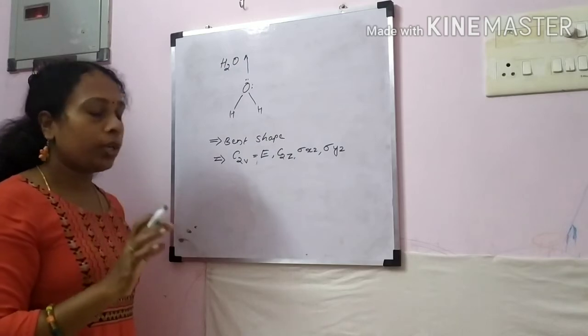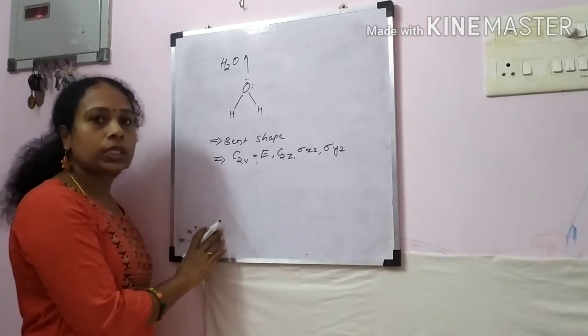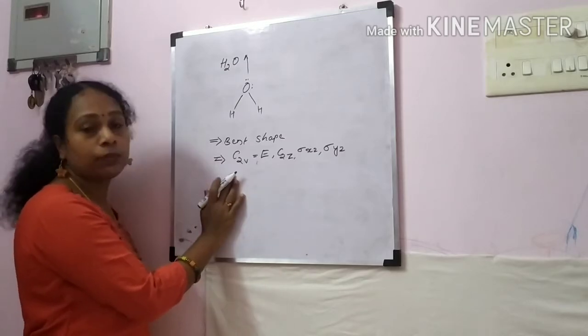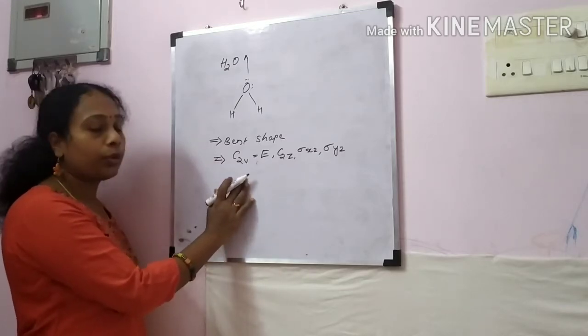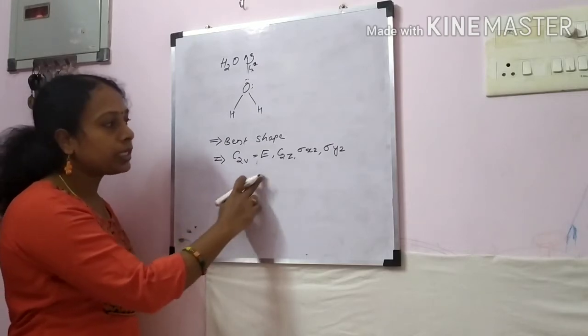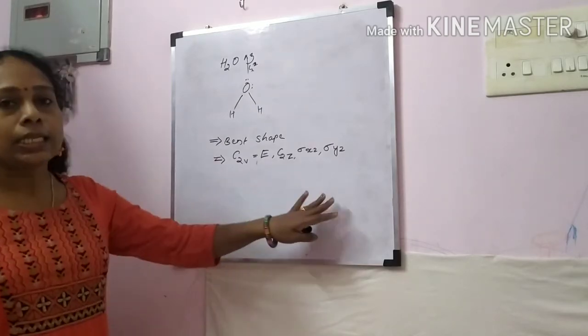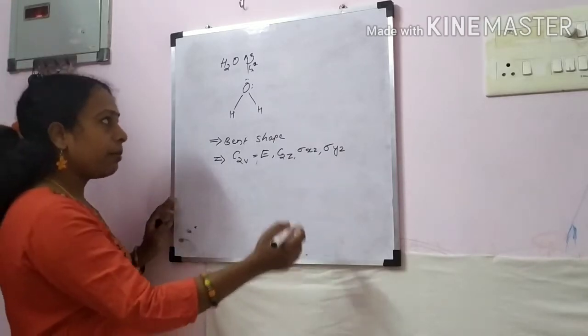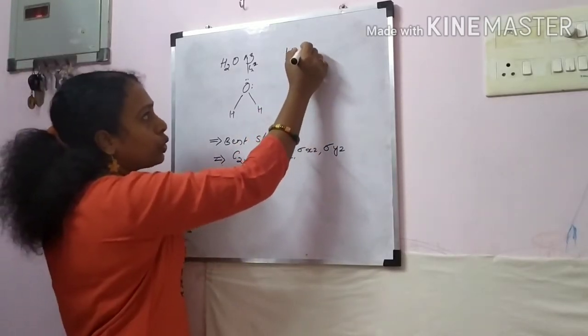Okay, that is not important for us because there is no subjective question, so you should just know the symmetry elements and which point group it belongs to. H2O is a bent shape molecule, it belongs to the C2V point group, and E, C2Z, sigma XZ and sigma YZ are the symmetry operations. The same in the case of H2S also.